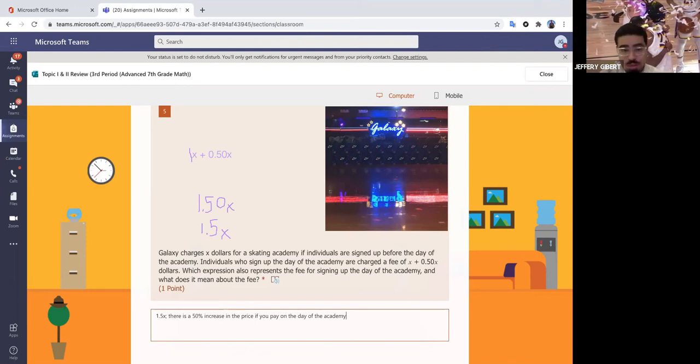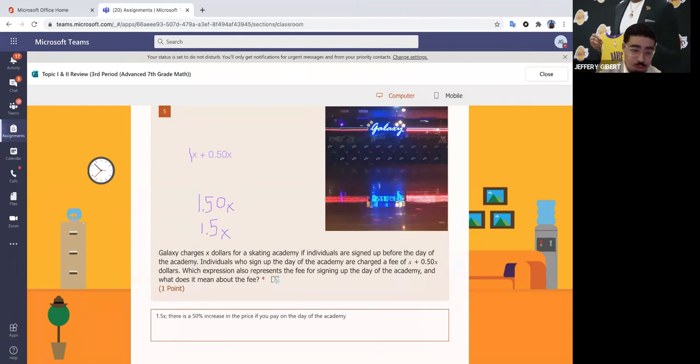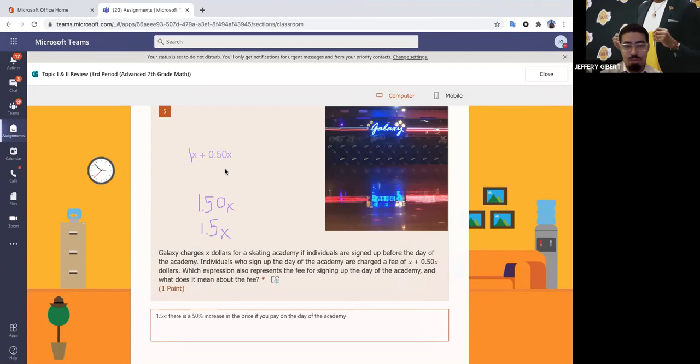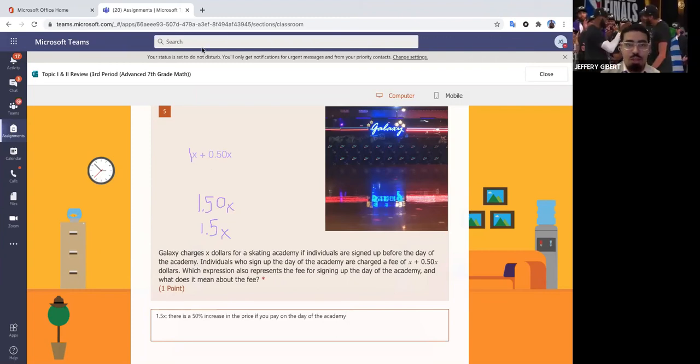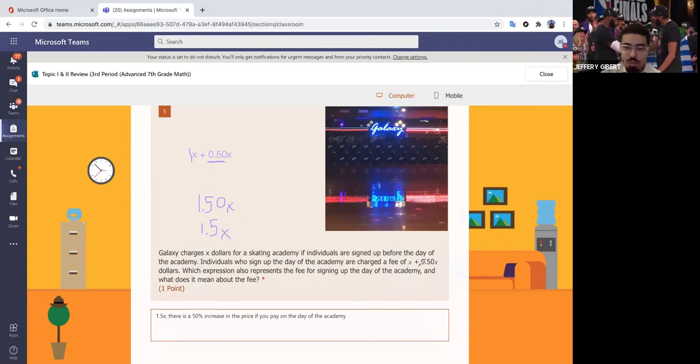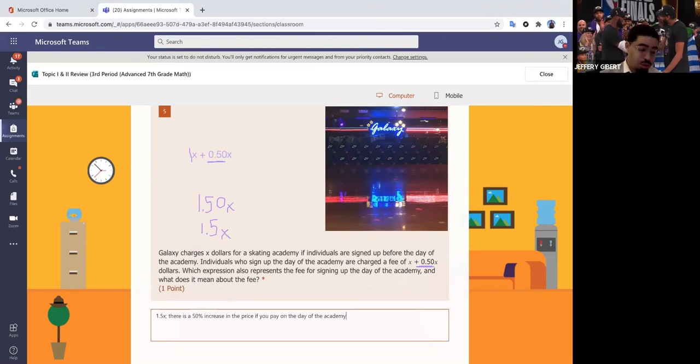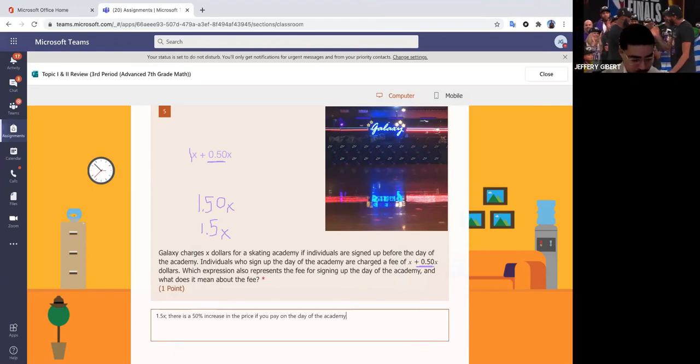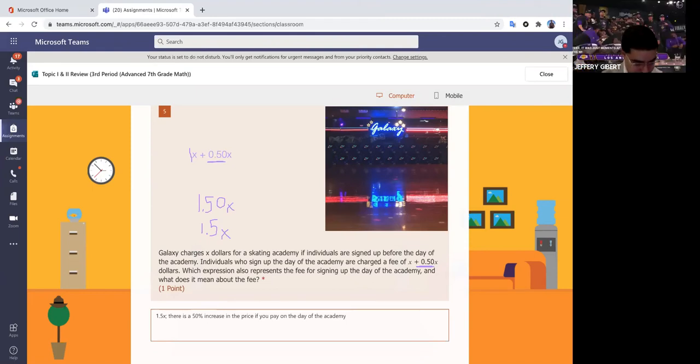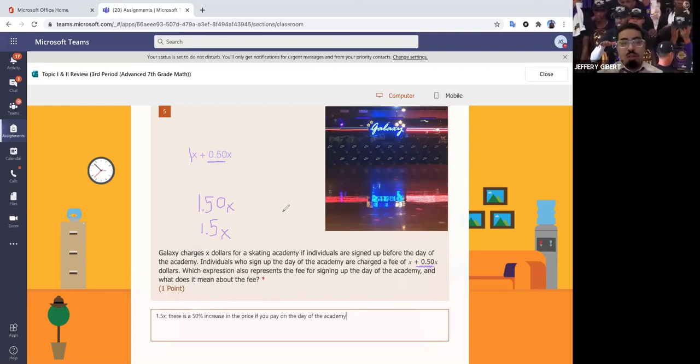If it's 1.15, that means there's a 15% increase. So all you're doing is writing what the percent increase is, and you can get that by looking at the original decimal right here. Does anybody have any questions about that? All right, we'll move on to the next question.